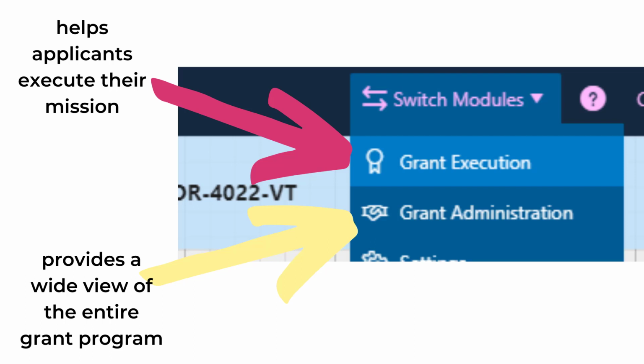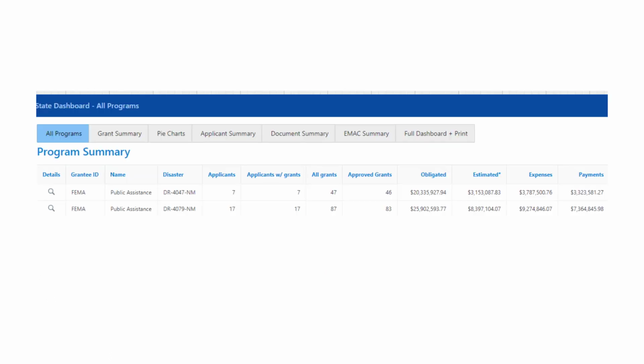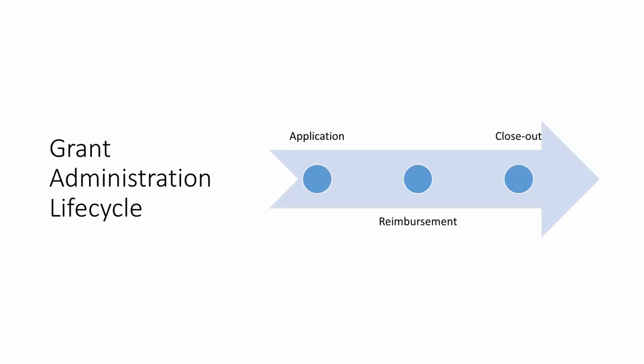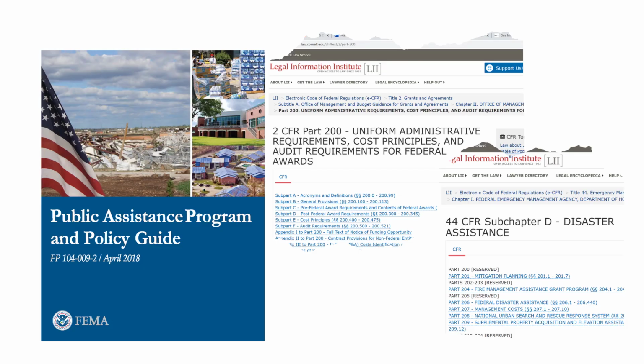This module provides a wide view of the entire grant program, and it has the ability to zoom into any grant and examine details. The primary purpose is providing workflows for the state team. When a request from an applicant comes in, Tempest Gems emails notifications and provides unified and consistent processes for evaluating applicants' documents and scoring related financial data. It is in the Grant Administration module that the state walks through the life cycle from reimbursement to closeout. Simple grant administration is our goal, but we must fall within the parameters of state policy and federal guidelines.